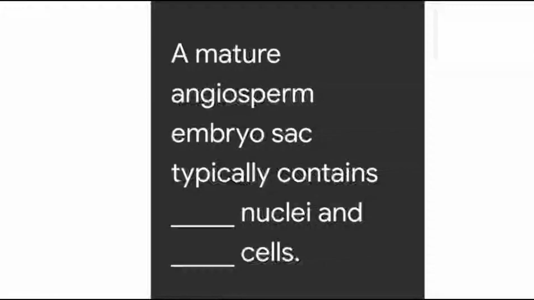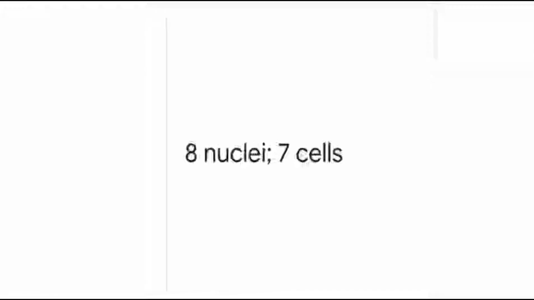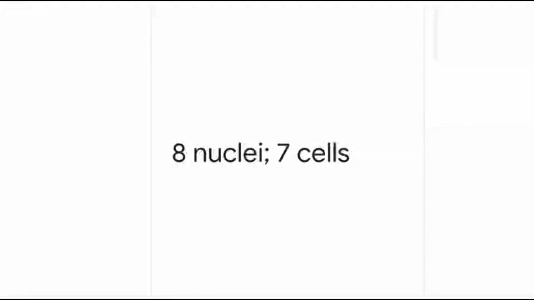So a mature angiosperm embryo sac typically contains how many nuclei and how many cells? 8 nuclei and 7 cells. Once more, a mature angiosperm embryo sac typically contains 8 nuclei and 7 cells.